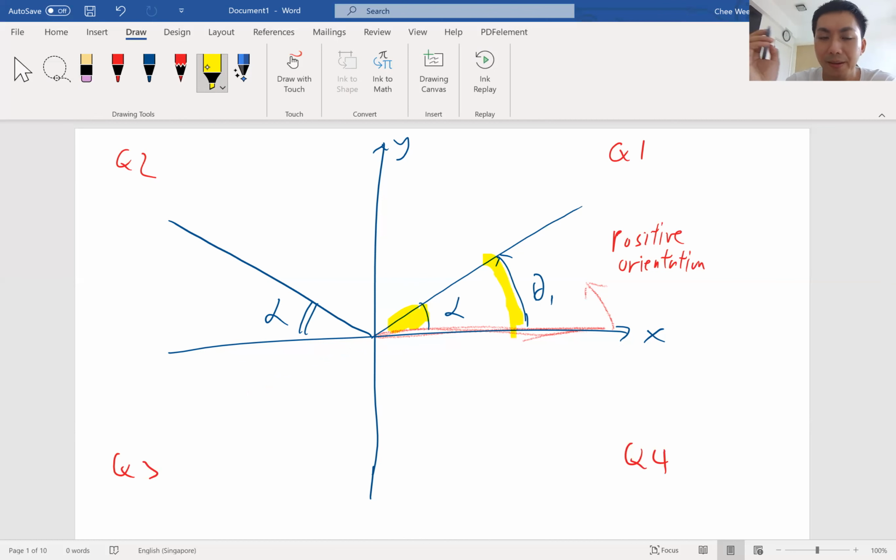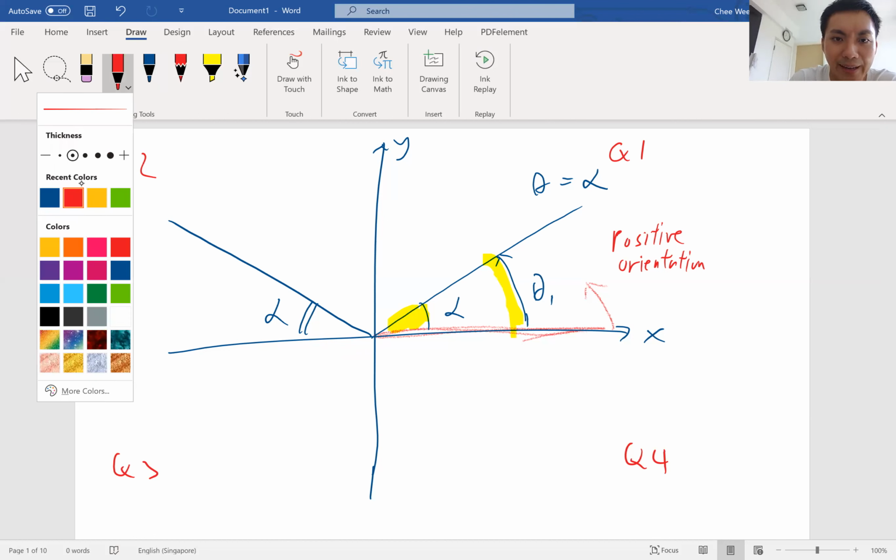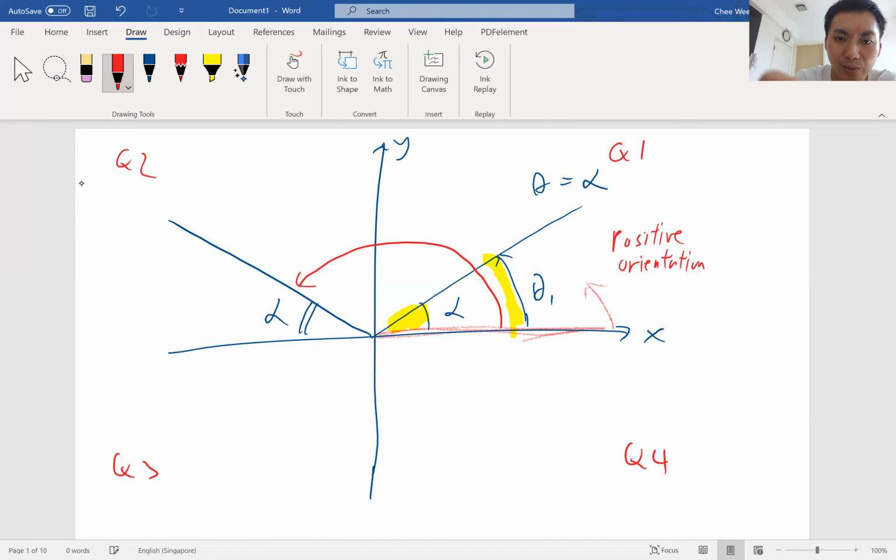Okay, so in quadrant 1, theta is equal to alpha. Alpha is the basic angle, theta is the angle that we are actually studying, all right? In quadrant number 2, an angle will be like this, okay? So let's say this is 160 degrees. This angle here is the alpha, 20 degrees. So 20 degrees is the basic angle of 160 degrees, okay?